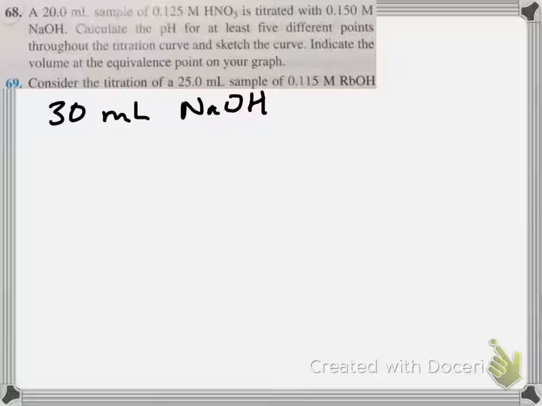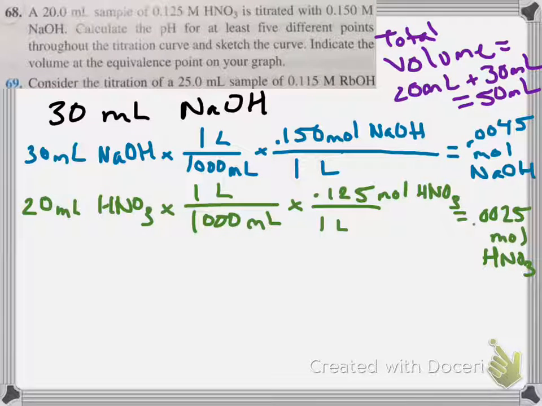So now I've added 30 milliliters of base. So again, we're going to do the exact same thing. I need to calculate my moles of base present in my solution, my moles of acid present in my solution, and then figure out which one is left over after they react with each other. So here I've calculated my moles of sodium hydroxide and my moles of nitric acid. Notice I have more moles of sodium hydroxide than I do of nitric acid. So that indicates to me that the nitric acid is going to totally react, and I'm going to be left over with sodium hydroxide. In this case, the nitric acid is my limiting reactant.